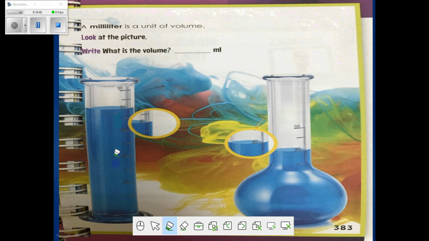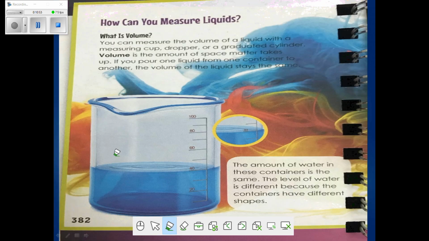So what happens if water is poured into a container with a different shape? The water will take the shape of the new container. Okay.